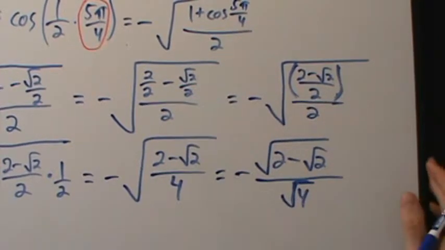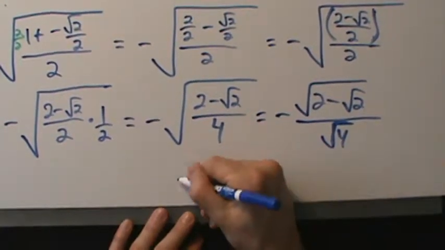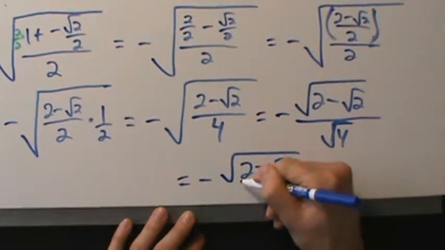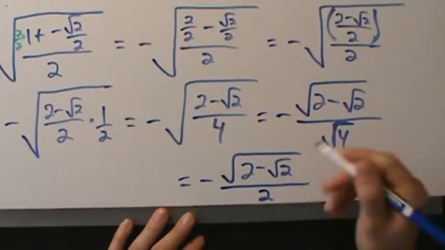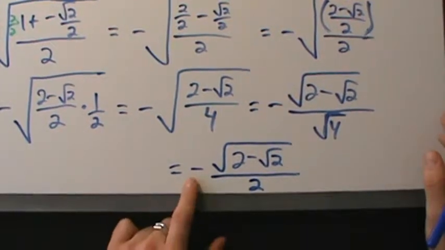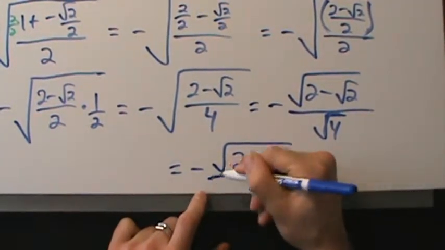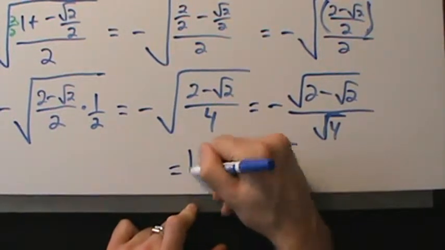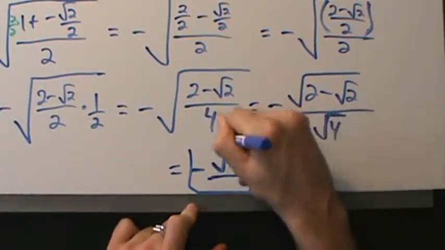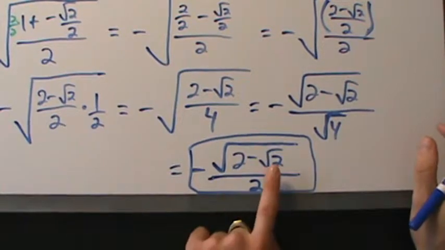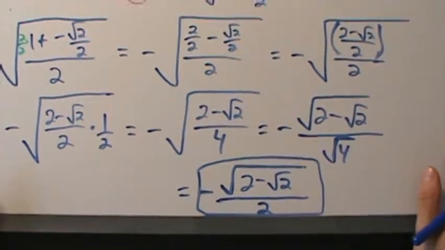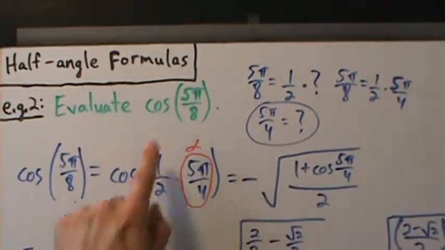The square root of 4 is just 2, so then what we have is negative square root of 2 minus root 2 divided by 2. We've got to be very careful about where the sign is and how far this bar goes. The square root is entirely on the top, the minus sign is affecting everything, and this is our final answer here. Negative square root of 2 minus root 2, all divided by 2. So that's the answer for evaluating cosine of 5 pi over 8.